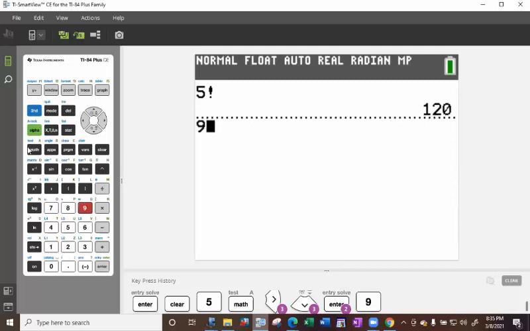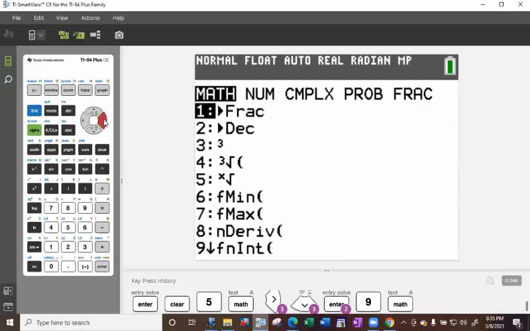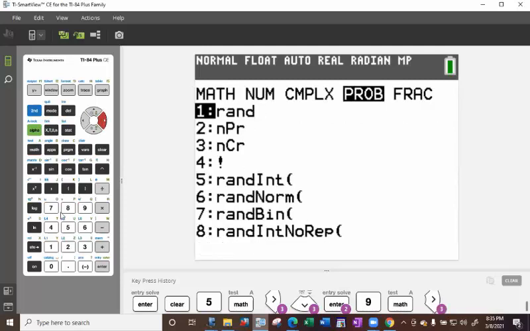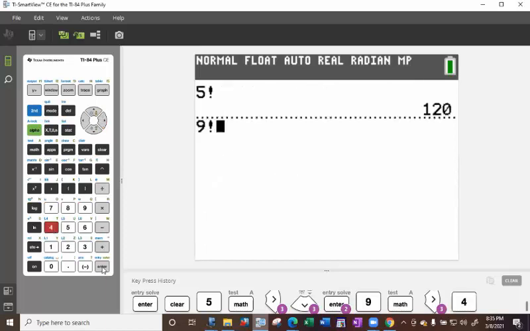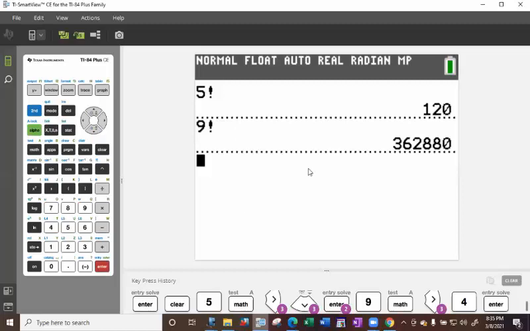9. Math. PRB, factorial number 4. There's the 362,880. But these numbers can get massive in a hurry.